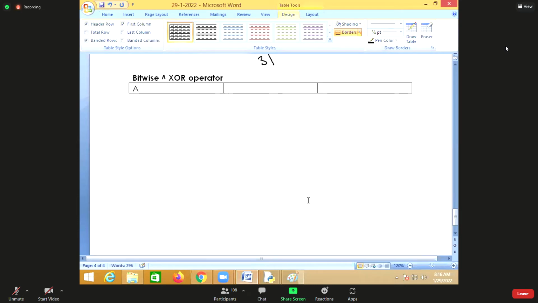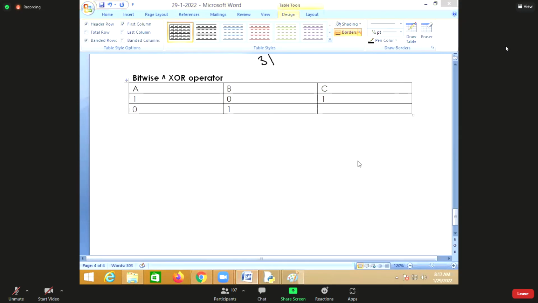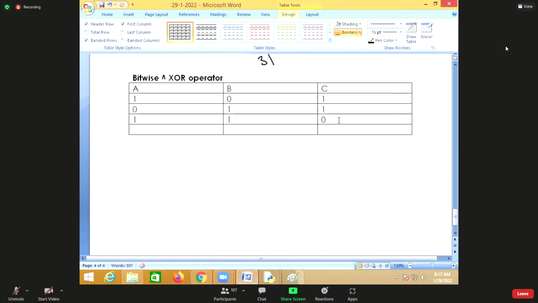This is the A value, this is the B value, and this is the C value. Suppose A is 1 and B is 0. Are the inputs same or not same? Not same, so you get the result as positive, 1. Now A is 0 and B is 1. Not same, so the result is again 1. If the inputs are the same, you get negative, 0. Then 0, 0 is also 0.